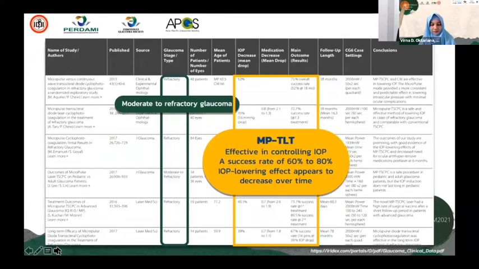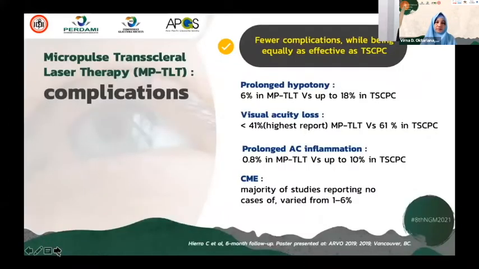This is a table compiled from studies of moderate to refractory glaucoma done with micropulse TCP, and we find that the micropulse can be very efficacious in these eyes. The success rate is about 60 to 80%. However, its efficacy might decline over time. The complications, when compared to the conventional CP, seem fewer with micropulse because it causes less prolonged hypotony and less prolonged AC inflammation.